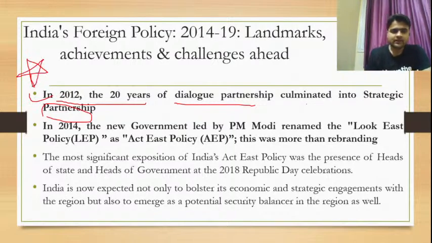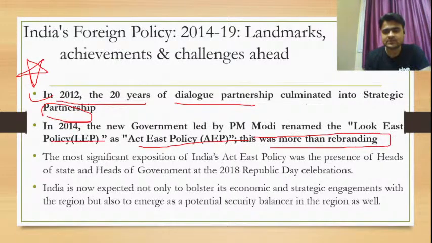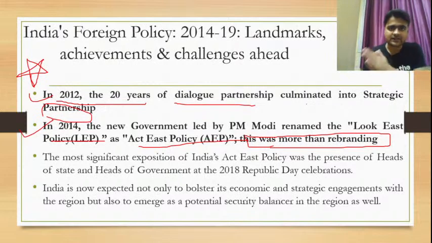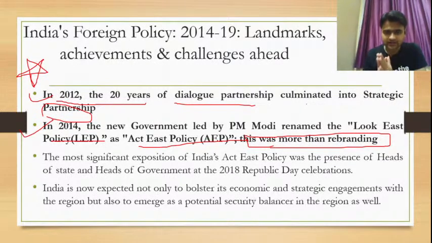Fine. Then the third phase is that this Look East policy was changed to Act East policy, and this was more than just rebranding. Why? Because some of the critics, they just tell that Look East को बस word change करके Act East बना दिया, but there is not much difference. But yes, there is a difference. We will look what is that difference. It's more than just rebranding.